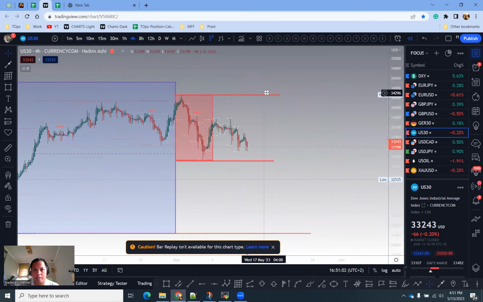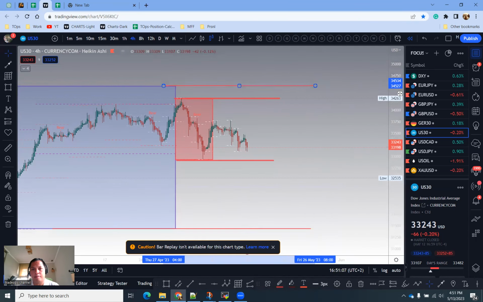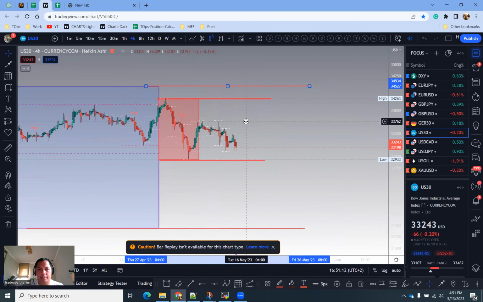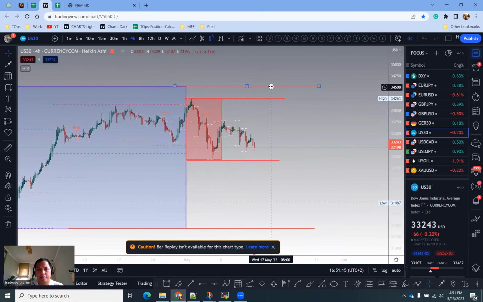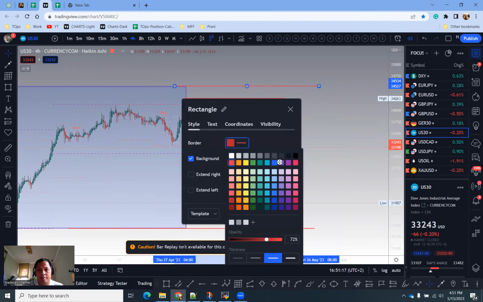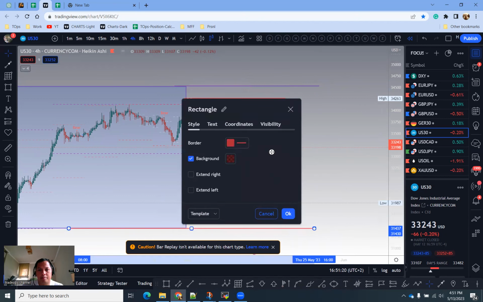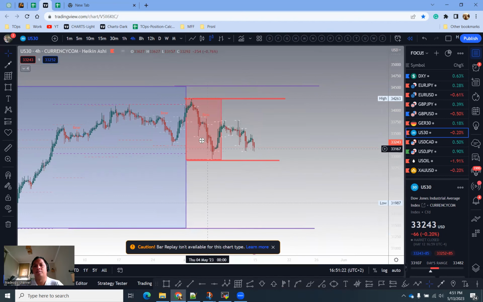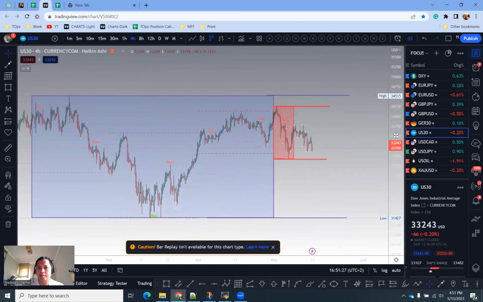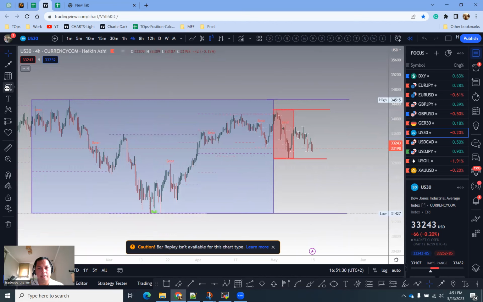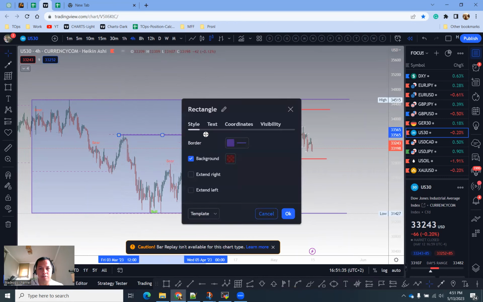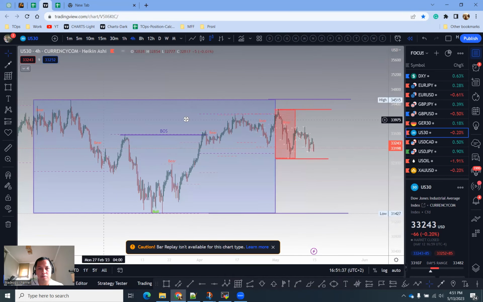Kung mag-break naman higher than this, the next target is the high of the previous month, right? So purple, purple. So yan. So ngayon, now beside this ay pwede mo ring i-plot out yung ano yung direction ng break of the structure. So ito, this is swing bull.